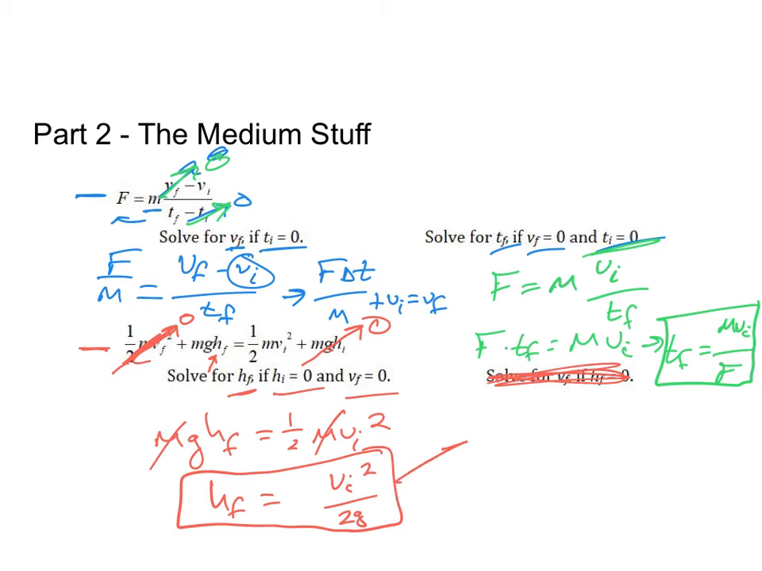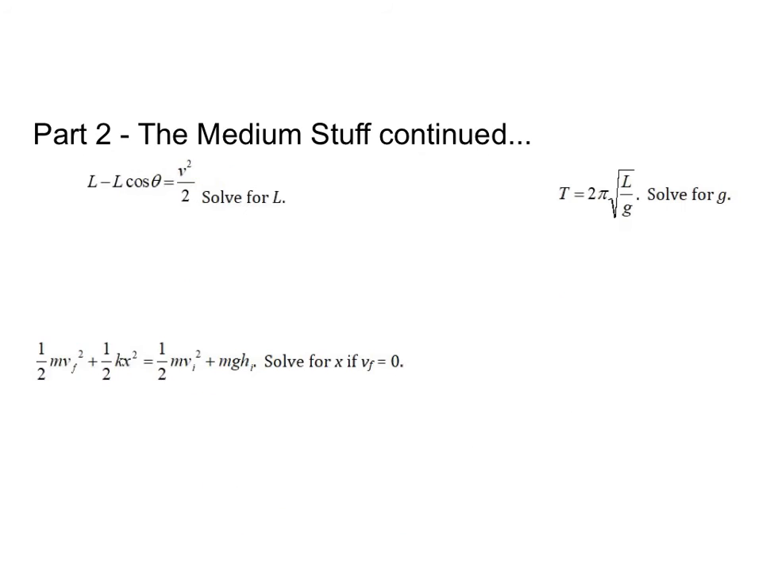Now if I had numbers, I would plug in the numbers at this point once I have everything solved. And that makes it so much more manageable. So we always solve things symbolically. All right, here's some more medium stuff, just to get you to think about things.